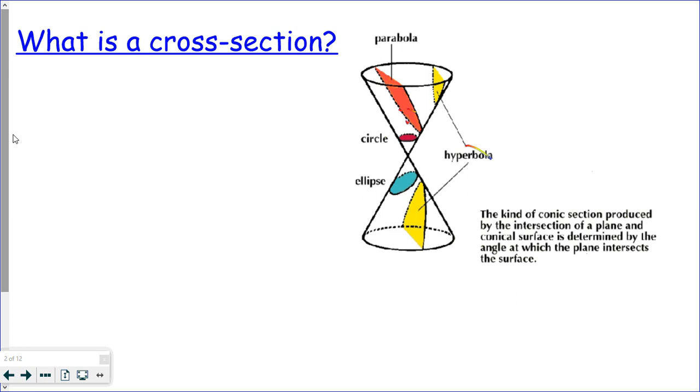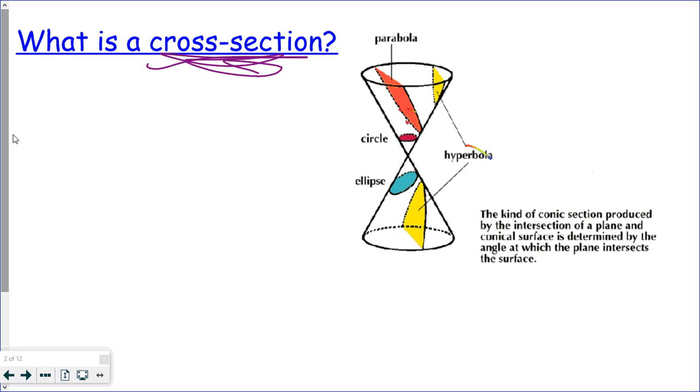Okay, so we've learned area between two curves. Now we're just going to start talking about volume. And the first idea we talk about is something called cross-sectional volume. Well, I think it's important first to understand exactly what a cross section is, right?